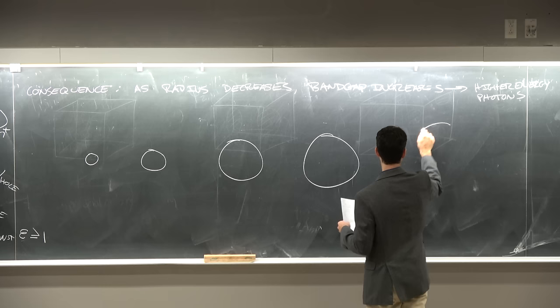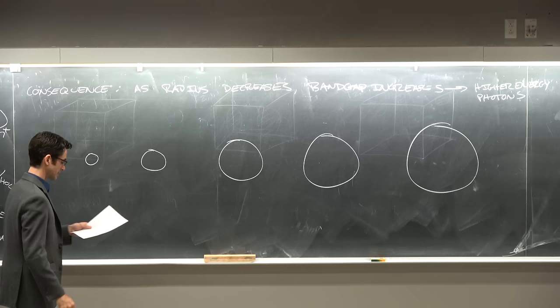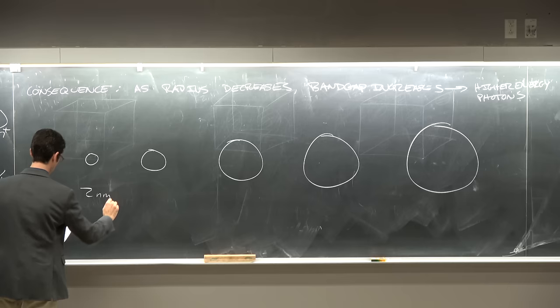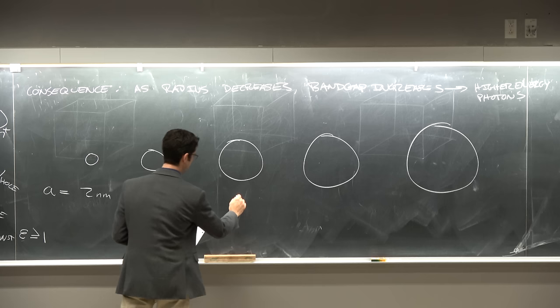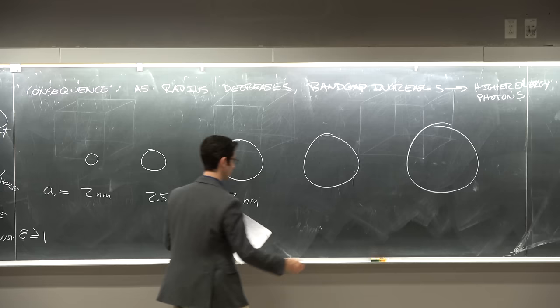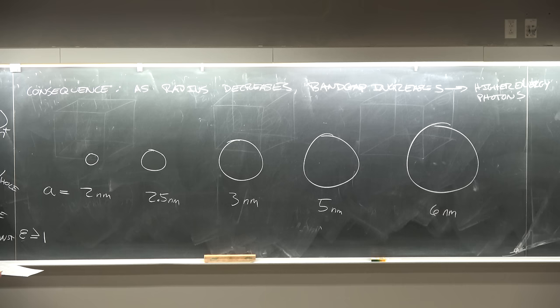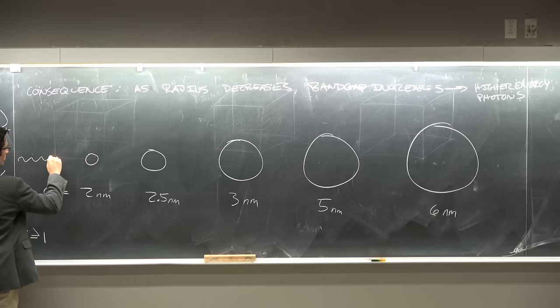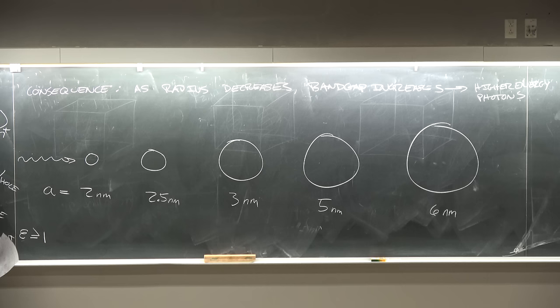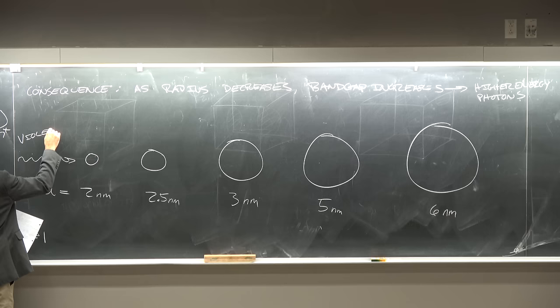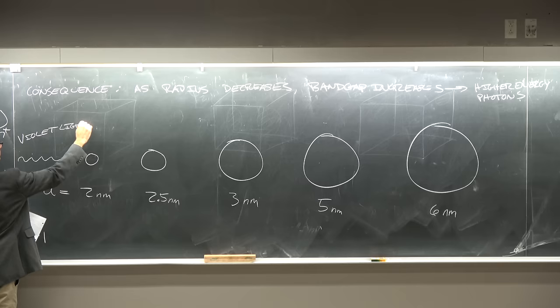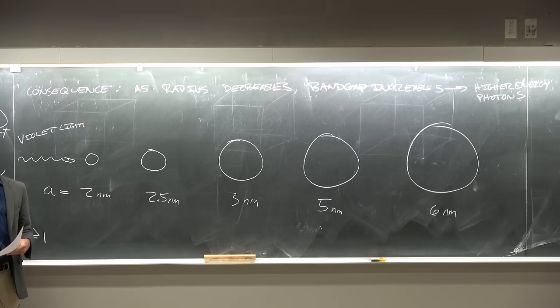Here are five quantum dots that have sizes 2 nanometers, 2.5 nanometers, 3 nanometers, 5 nanometers, and 6 nanometers. Not drawn to scale, obviously. Let's imagine that we are irradiating these quantum dots with violet light. And we'll use the Blu-ray disc wavelength, which is actually violet, 405 nanometers.